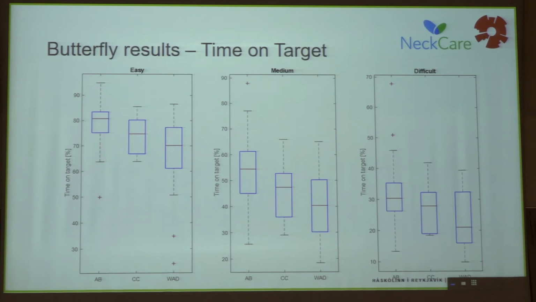Time on target: how much time do you spend on the target? Again, there's a significant difference between the control and the whiplash group.